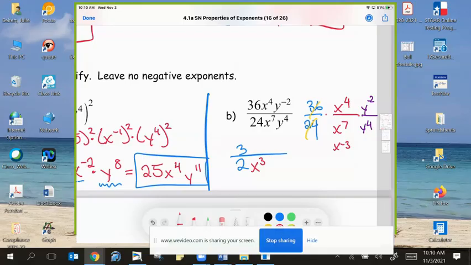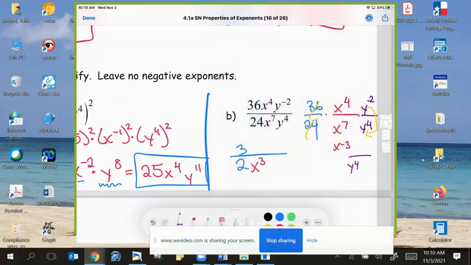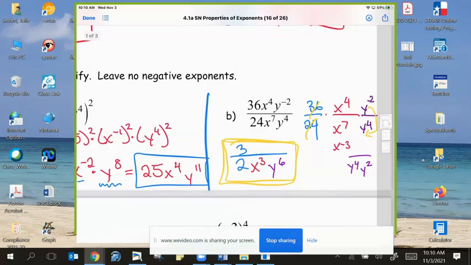There's more powers in the denominator, so all the leftovers stay in the denominator. For the y's, that y to the negative 2 flips to the bottom, and we'll have the y to the 4th that was already there, and we'll have y to the positive 2 that flipped to the bottom. So then this is y to the positive 6 in the denominator. So our final simplified answer here is 3 over 2x cubed y to the 6. Again, no negative exponents, one factor of x, one factor with y.